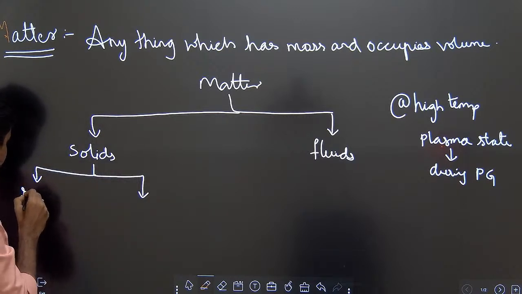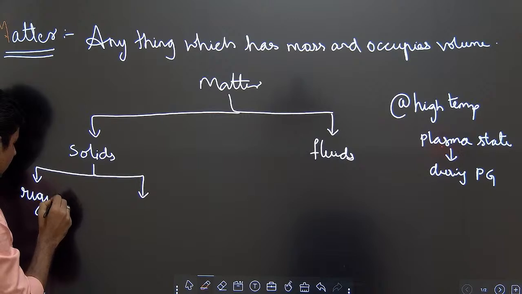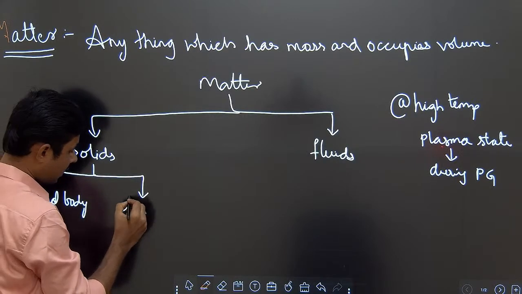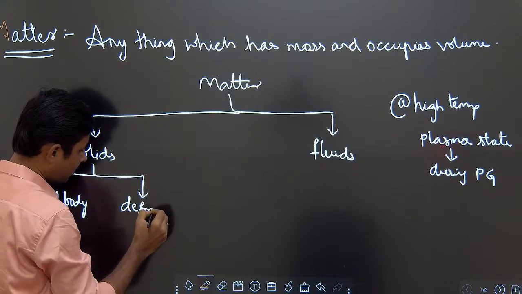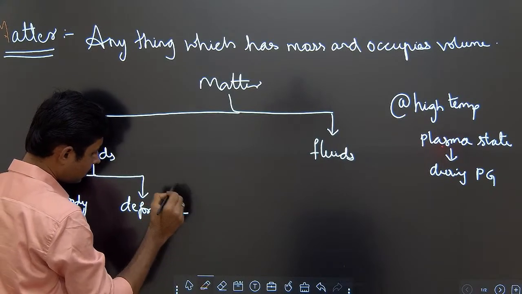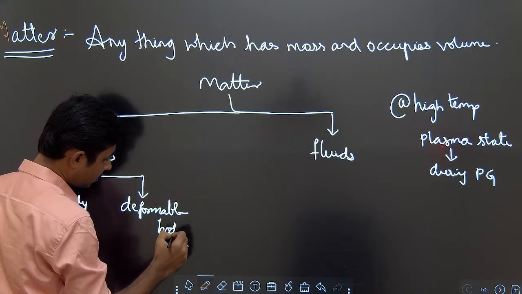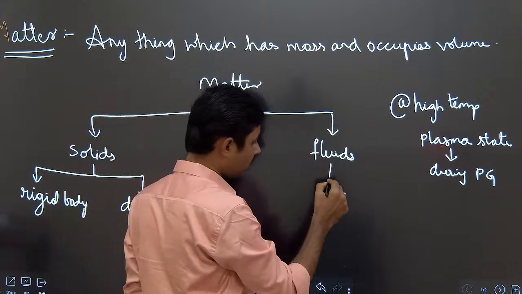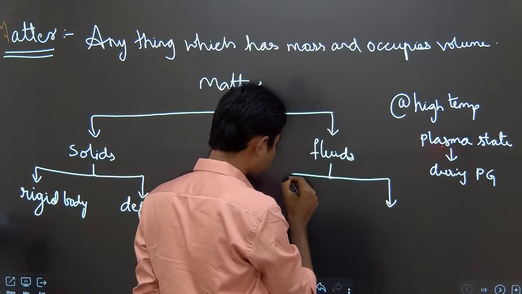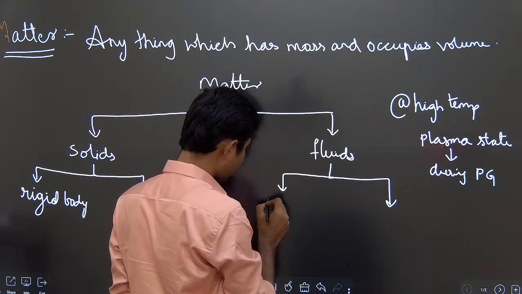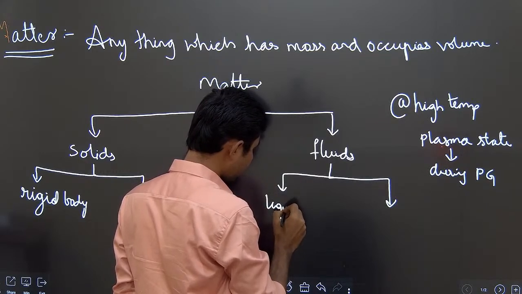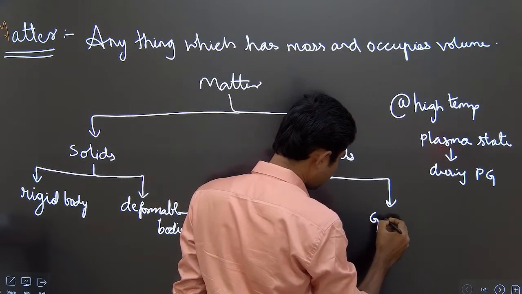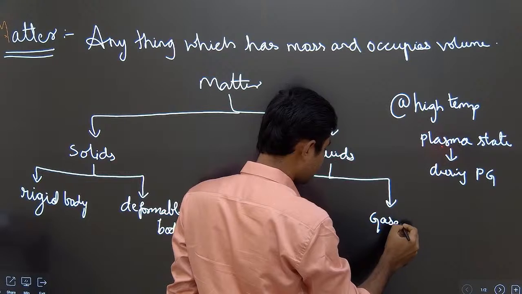Now once again, solids are divided into two types. First one, rigid bodies. Second, deformable bodies. Fluids we know are classified into two types. One is liquid, another is gas or gases.